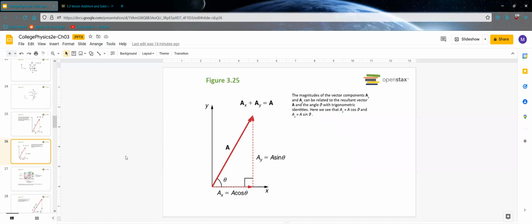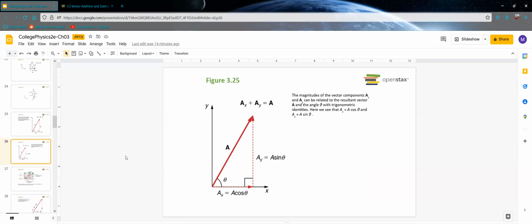The other cool part about this is, again, if you remember your trigonometry, how sine, cosine, tangent relate to triangles. The AX component can be derived purely from the A and the angle the A makes with the X plane, the horizontal plane. If you know A and you know theta, you can get your X and Y components using the equations shown here. A cosine theta and A sine theta. AX is A cosine theta, AY is A sine theta.